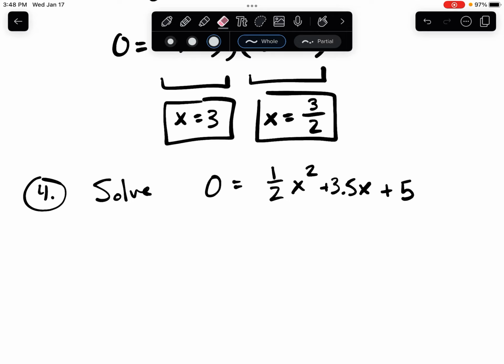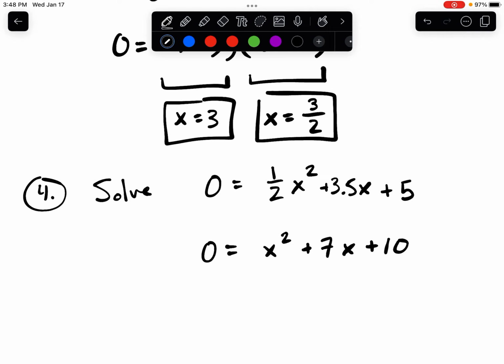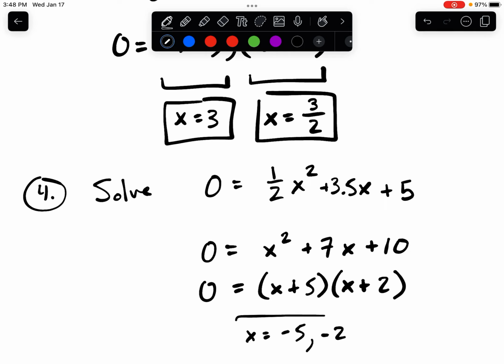So 0 times 2 on the left would get me 0 still. So we got 0. 1/2 times 2 is 1. 3.5 times 2 is 7. And 5 times 2 is 10. So if we multiply every single term by 2, we now have something easy where I can just factor this: x plus 5, x plus 2. And then we know my solutions are going to be -5 and -2. All right? And those are going to be the intercepts.